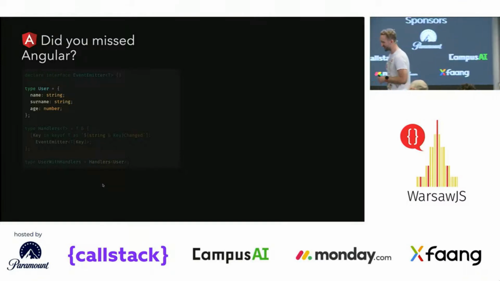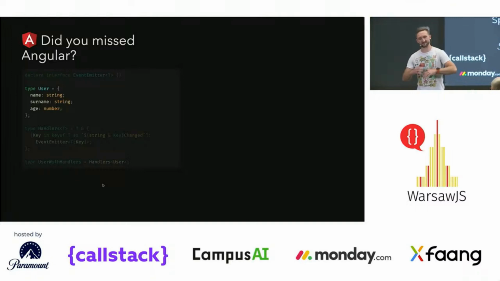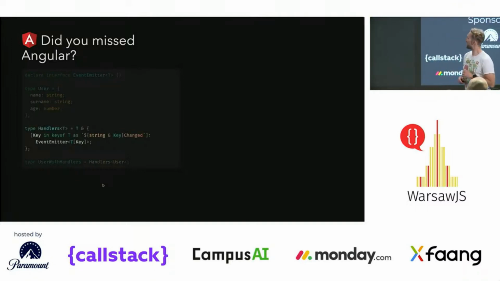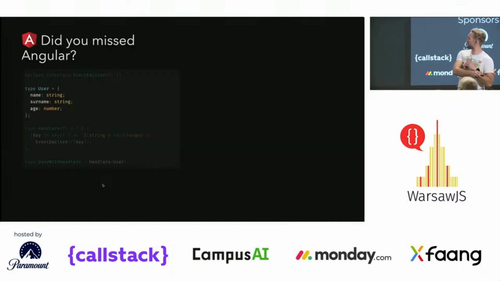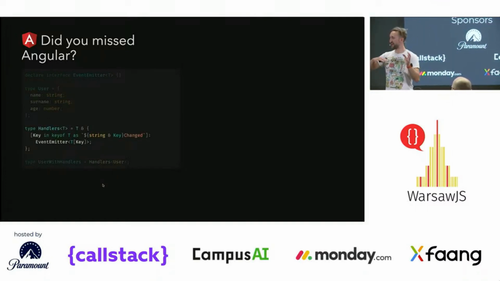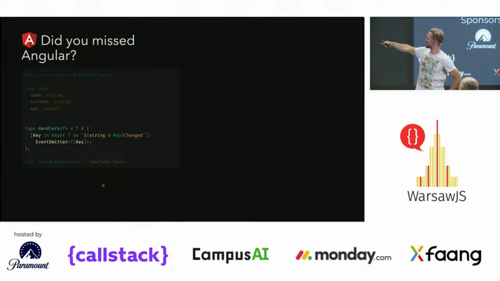But imagine that you're creating a system. You have the users, as we all do. I hope so. And the user has the name, surname, and the age. And you would like to create the handlers for those. So for all of the fields, we should have the output, so the event emitter field with the suffix changed.